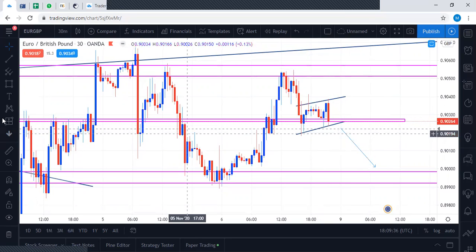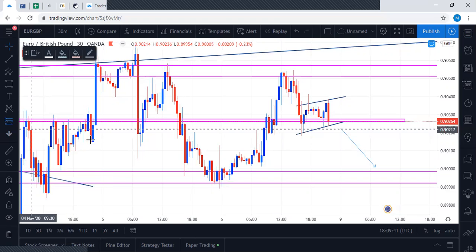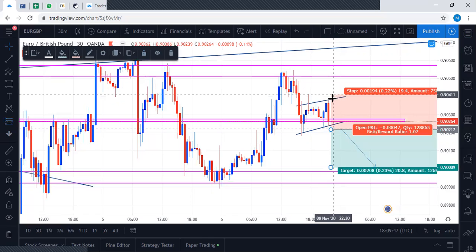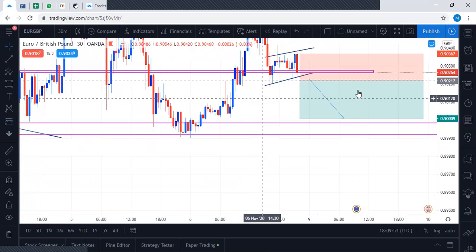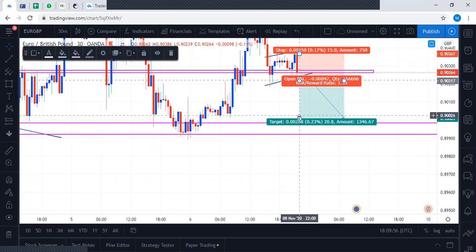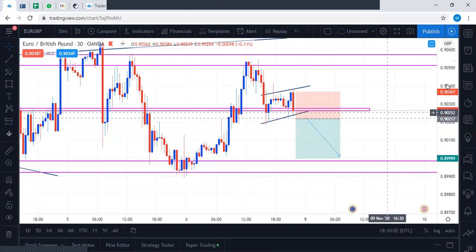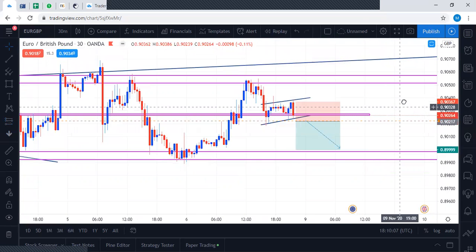I'll be taking something like this, putting my stop loss around 15 pips, and this should be my target. I could run to 1.45. Probably might be taking the trade.